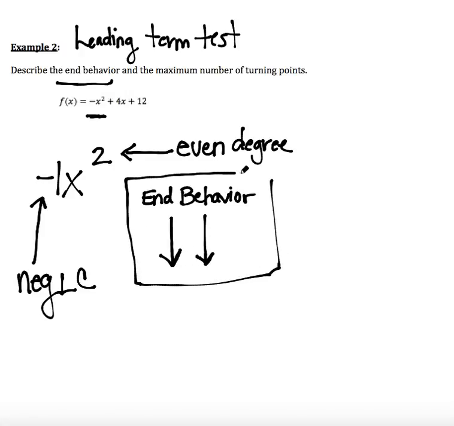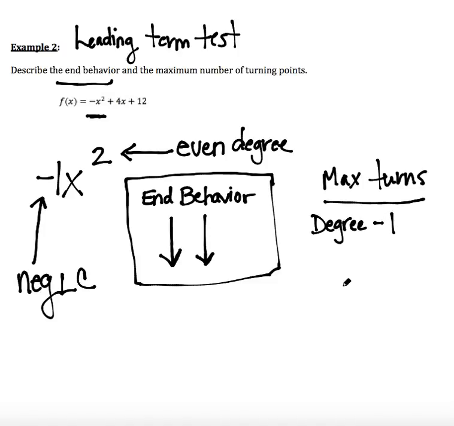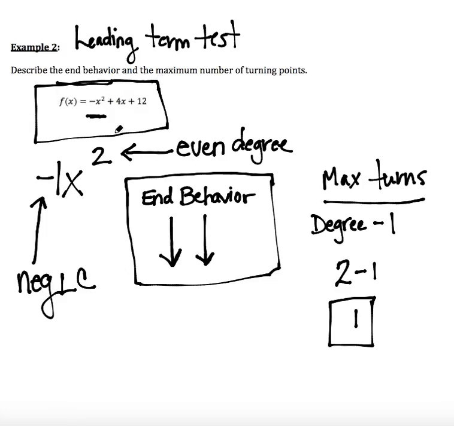And then it also asks for the max number of turning points. What is the maximum number of turning points that it can have? Well, remember, you take the degree and subtract 1. So the degree of this polynomial is 2. So 2 minus 1 is 1. So the max number of turns for this polynomial is 1. And we know that this function right here is going to be a parabola, okay? It's an x squared function. So we know that it's going to be going down and down, and it can only have 1 turn.